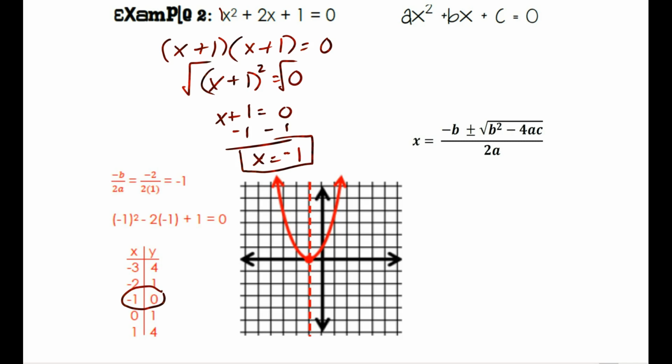Okay, so we're going to find the discriminant. The discriminant says that if b squared minus 4ac is positive, you have two real solutions. If it's 0, you have one real solution. If it's negative, you have no real solutions. All right, so b squared, b is 2, so we have 4, y'all get the point, minus 4 times 1 times 1. Okay, so we get 4 minus 4, which equals 0.